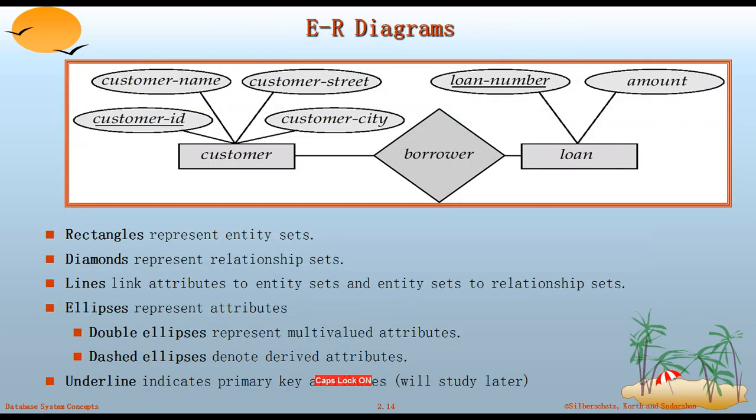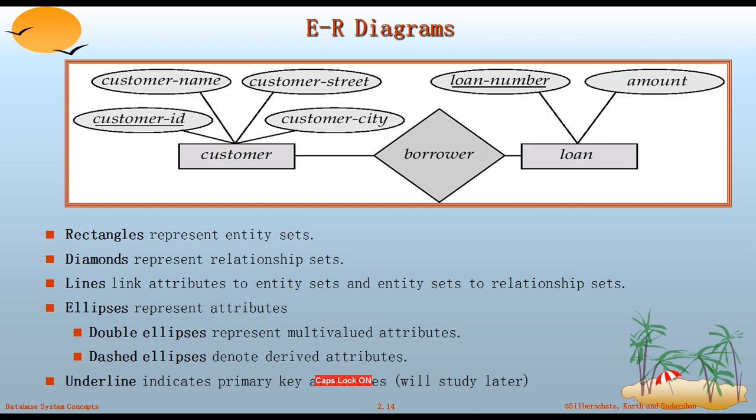Next we are going to see what an ER diagram is and how ER diagrams can be drawn to represent entity relationships. Here we have the entities customer as well as loan. These entity sets are represented by rectangles. Entities are always represented by rectangles. And next, the diamond. A diamond represents a relationship set. In this diagram, borrower is a relationship set between customer and loan, represented by the diamond.